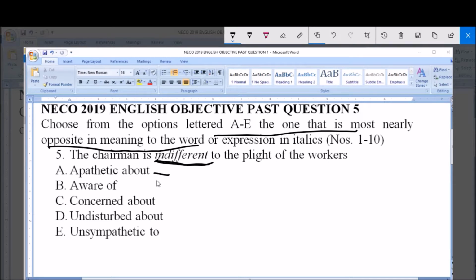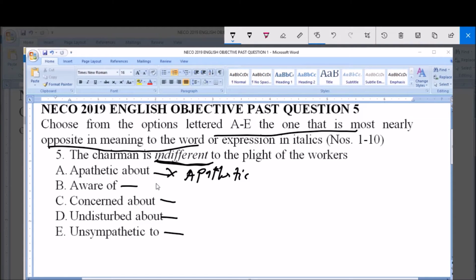Option A says apathetic about, B says aware of, C says concerned about, D says undisturbed about, E says unsympathetic to. Now I want to talk about indifferent. Indifferent is the same as being apathetic. So it cannot be.